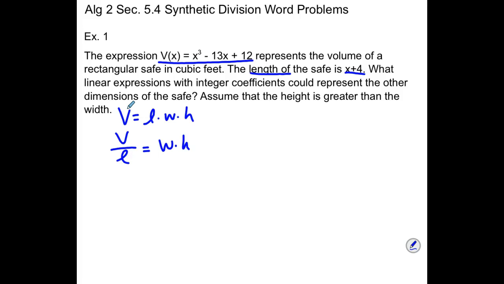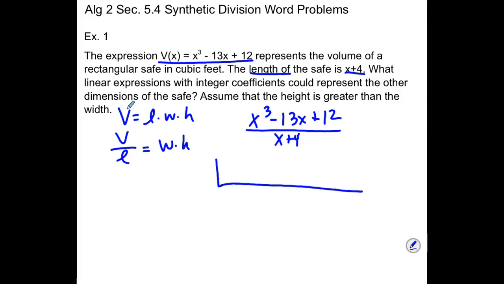So I'm going to take my volume, x cubed minus 13x plus 12, and divide by x plus 4. Since I'm dividing by a linear expression, I can do this synthetically. So I'm going to put a negative 4 out front. My coefficients are 1 and then 0 because I'm missing the x squared, negative 13 and 12. Using that synthetic process, we bring down our first 1, we multiply the negative 4 and the 1, which gets us negative 4, and then we add that column.